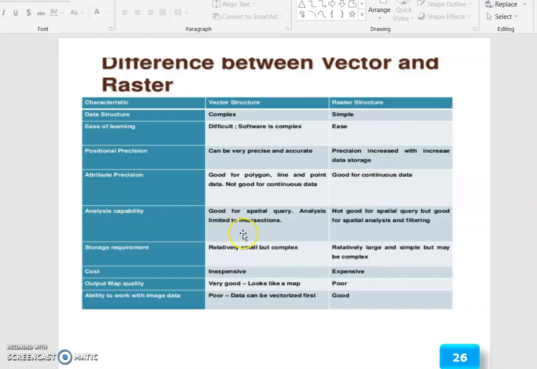The analytical capability is good for spatial query analysis, limited to intersections, whereas raster is not good for spatial query but good for spatial analysis and filtering. The storage requirement is relatively small but complex in the vector structure, and relatively large and simple but may be complex in the raster structure. Cost is inexpensive in vector, whereas the raster structure is expensive. Output map quality is very good in vector, looks like a map, but very poor in the raster structure. The ability to work with image data is poor, but data can be vectorized first and then it is good.